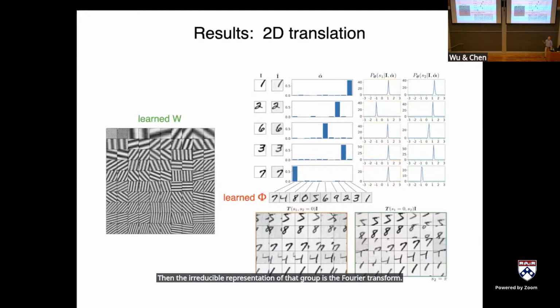Okay, so the network didn't know that. We didn't give it the Fourier transform. It just said, well, you can learn any orthonormal matrix you want. What do you need to learn in order to factorize this problem? And it learns the Fourier transform.